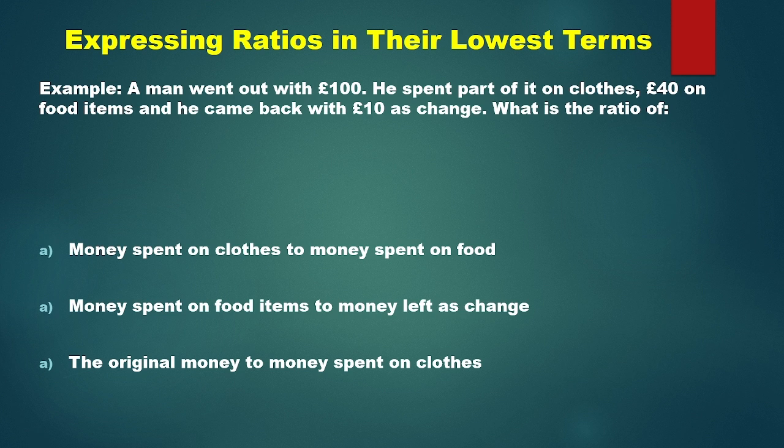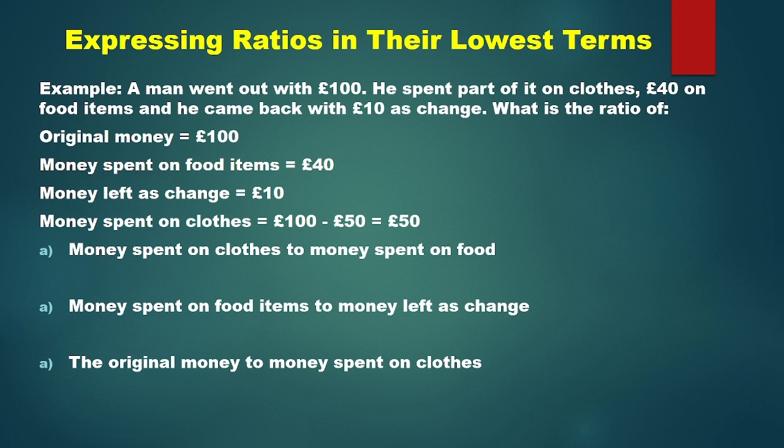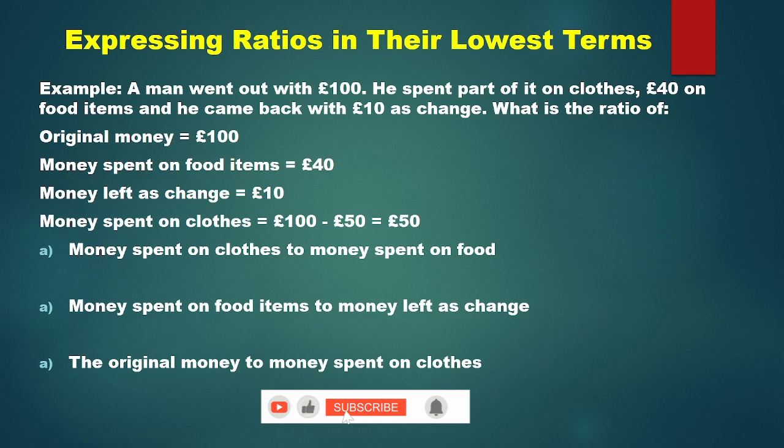For me to successfully write down these ratios, I first of all have to write out what we were given. We know that the original money is £100 and the money spent on food items is £40. Also, we know that he came back with a change of £10. We were not told how much he spent on clothes, but we can easily figure that out. If he spent £40 on food and has £10 as change, that's £50. Subtracting that £50 from the £100 gives the extra £50, which will be the money he spent on clothes. Now, let's write down our ratio.